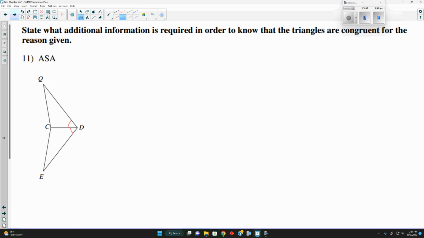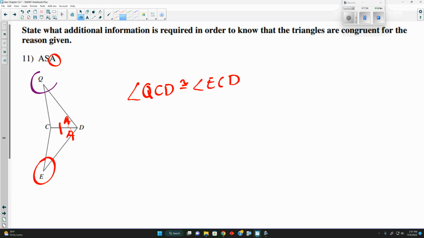So, here, say what additional information is required to know that the triangles are congruent. Well, we do have this angle and this angle, yes? What else do we have? Yep, we're missing an angle. What angle? QCD congruent to ECD. Why didn't we use angle Q and angle E being congruent? Why didn't we use these 2, this one down here and this one up here?